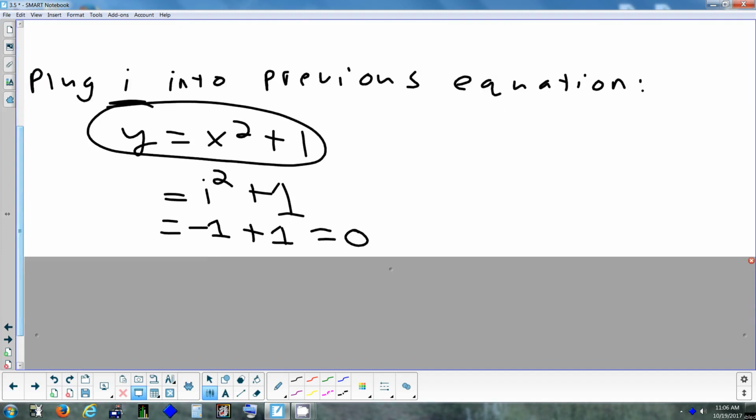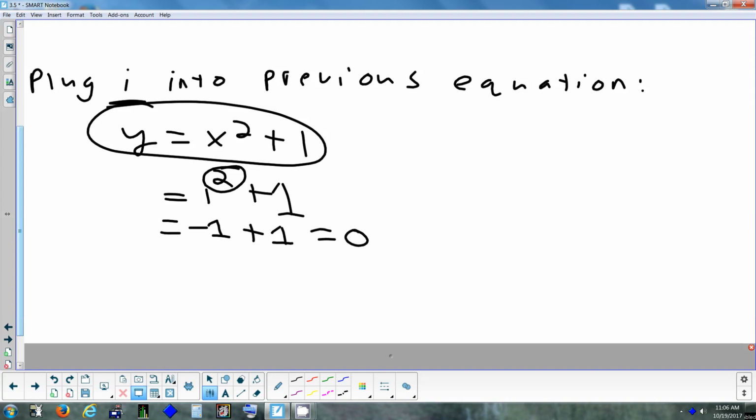If i is an answer, then there's also another answer, because your exponent tells you how many answers there are. There's 2. Right now, we're not going to talk about the other. Any questions on that?